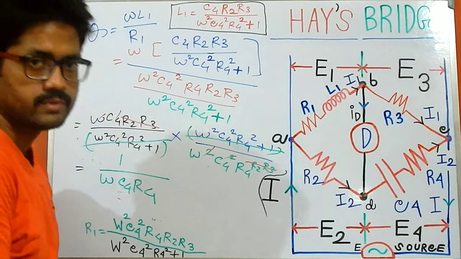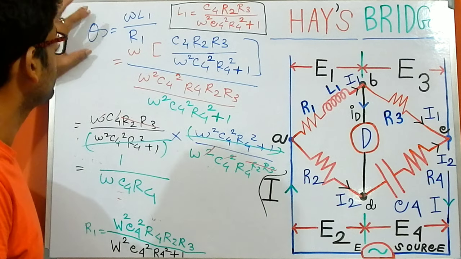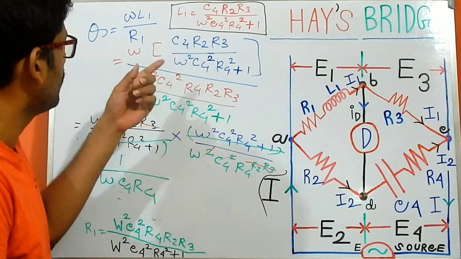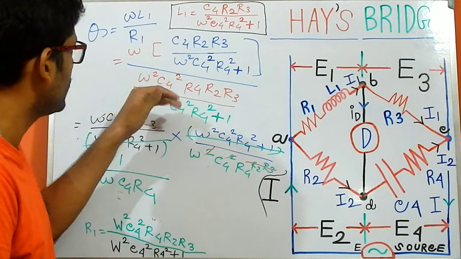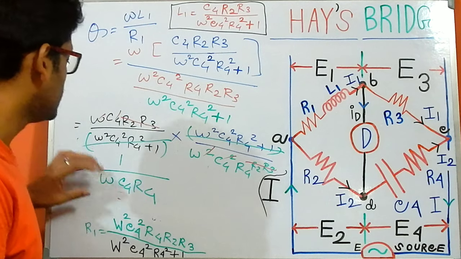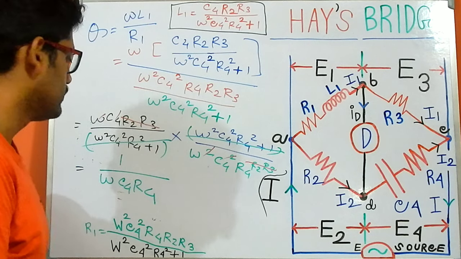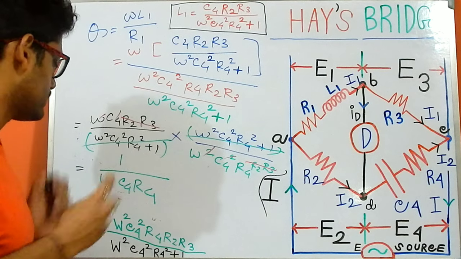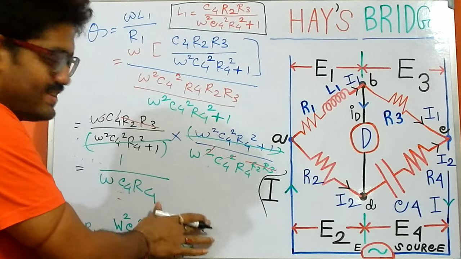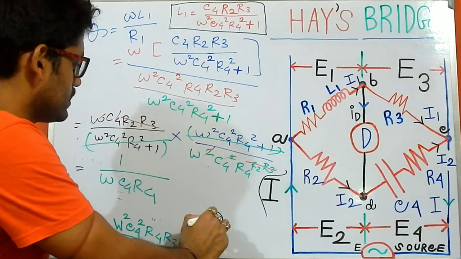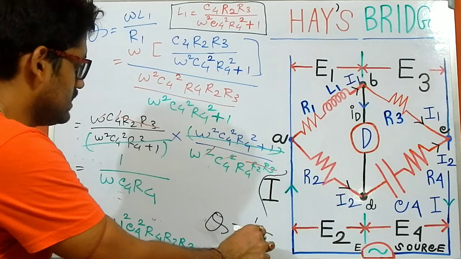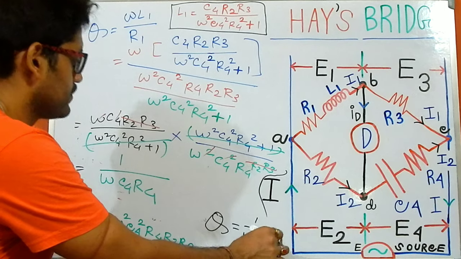I want to repeat this portion once again. I have the expression of the Q factor, which is omega L1 by R1, and I have put the values of L1 and R1 in it, and after simplifying I got the Q factor expression as 1 by omega C4 R4. I should write this expression here. So the Q factor value is 1 by omega C4 R4.